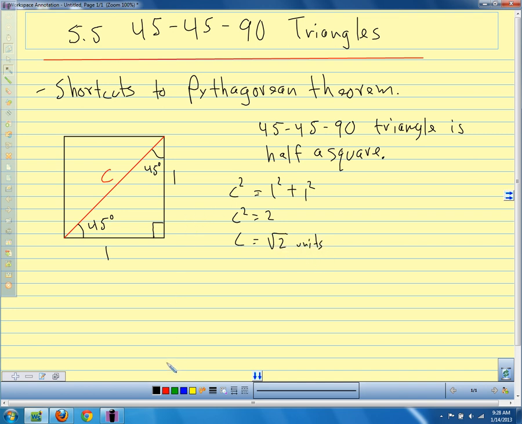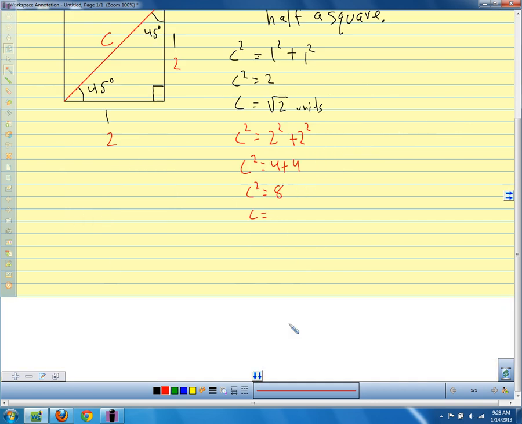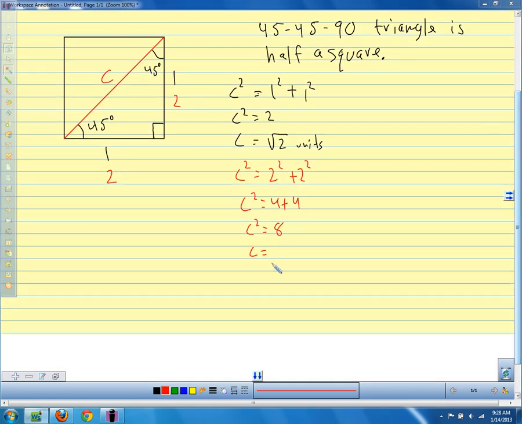So let's see what would happen if the side length of our square was 2. So each side is 2. So for this problem, C squared is 2 squared plus 2 squared. So C squared is 4 plus 4. C squared is 8. And we take the square root. C is the square root of 8. Well, the square root of 8 I can write in a little simpler form.